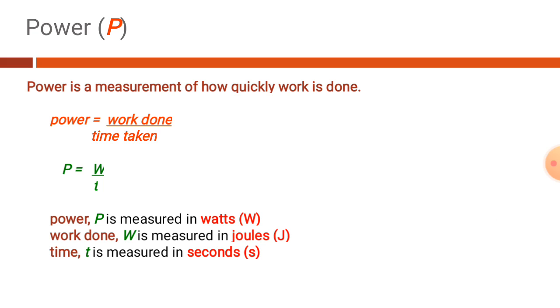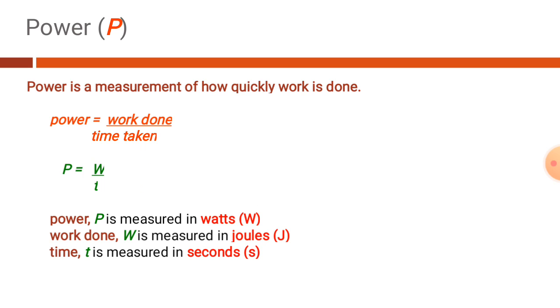The formula is power equals work done over time taken. So P equals W by T, where P is the power, W is the work done, and T is the time. Power is measured in watts, W-A-T-T-S. Work done is measured in joules, and time is measured in seconds. Don't confuse watts with volts. Volts, V-O-L-T-S, deals with voltage, whereas watts deals with power. Both are different, so you don't have to confuse these.